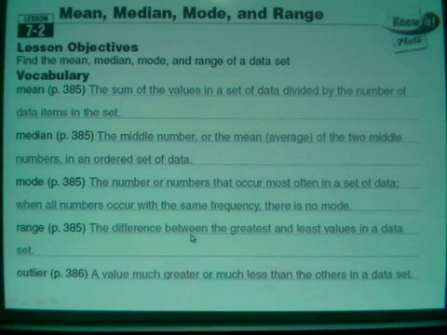And an outlier is a value much greater or much less than the others in a data set.